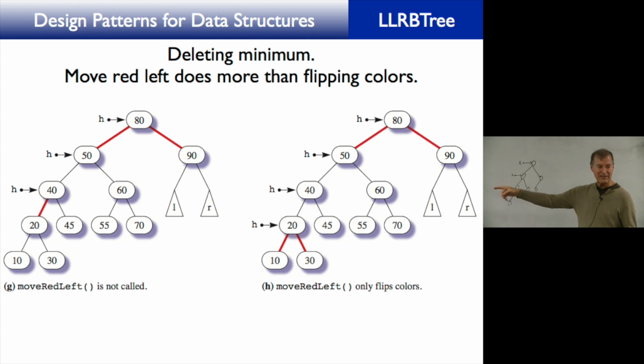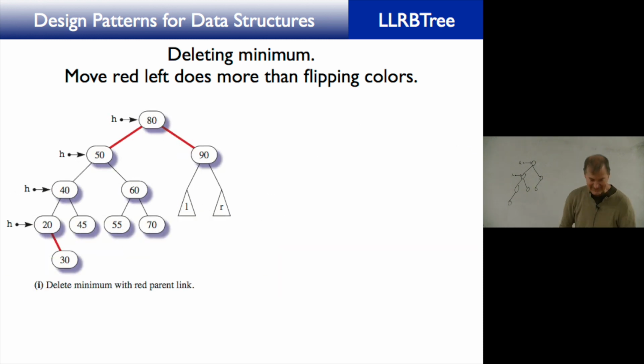And we are guaranteed that the what? What did we just guarantee? That the minimum has a red link to the parent. So we can do what? Right off the bat, just delete it, and we haven't affected the black height. So check this out. Delete the minimum. This is really slick. And so now how do we fix this up?